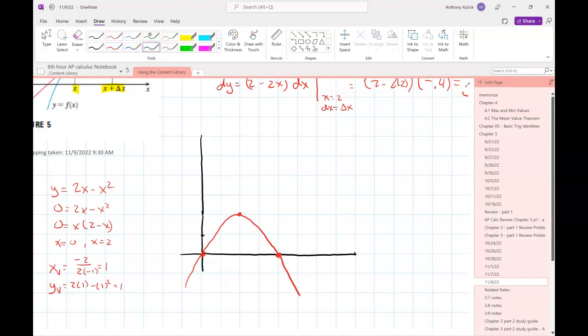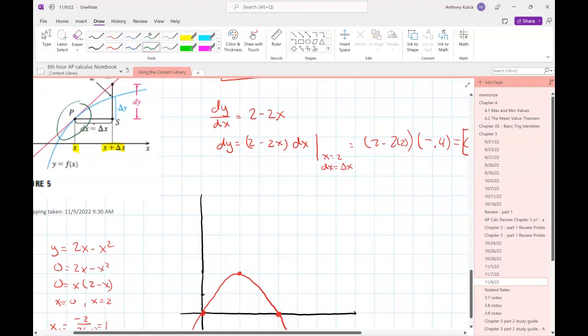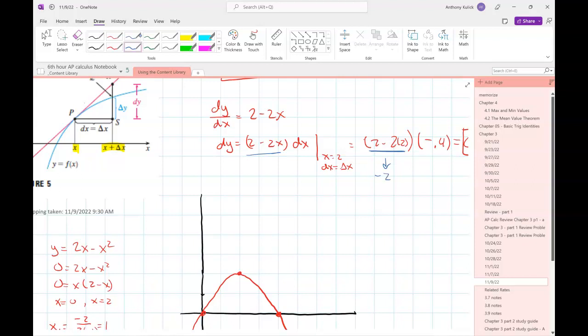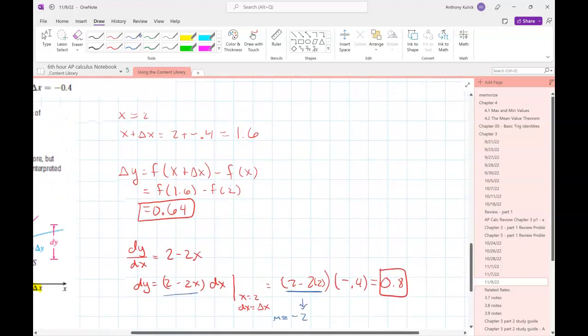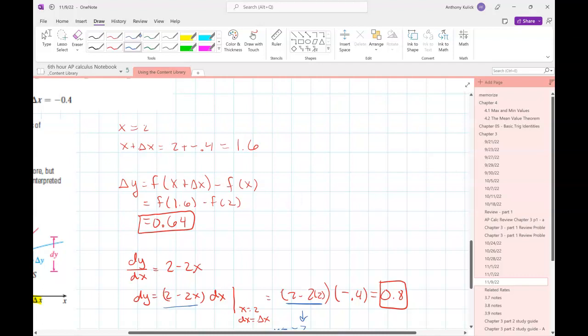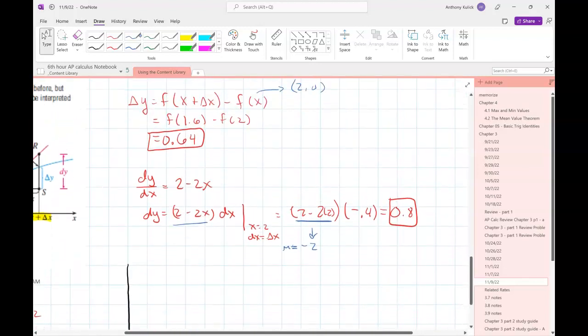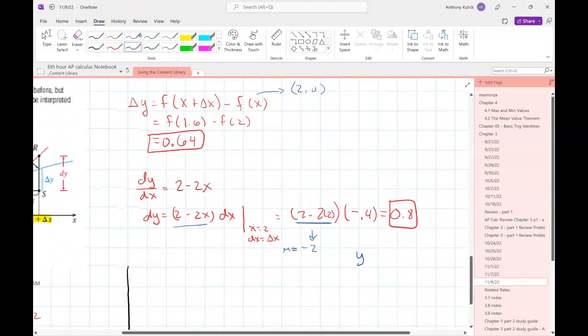Now I'm going to need to graph the tangent line here, right? That's the purple. So I'm going to need to create that. So if I take the derivative evaluated at 2, that's negative 2. And if I take f of 2, that was 0. So that's going to be the stuff I need to write my equation for my tangent line.